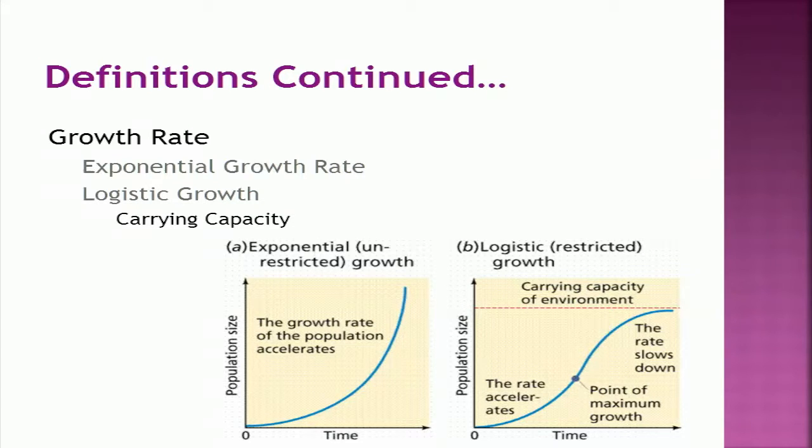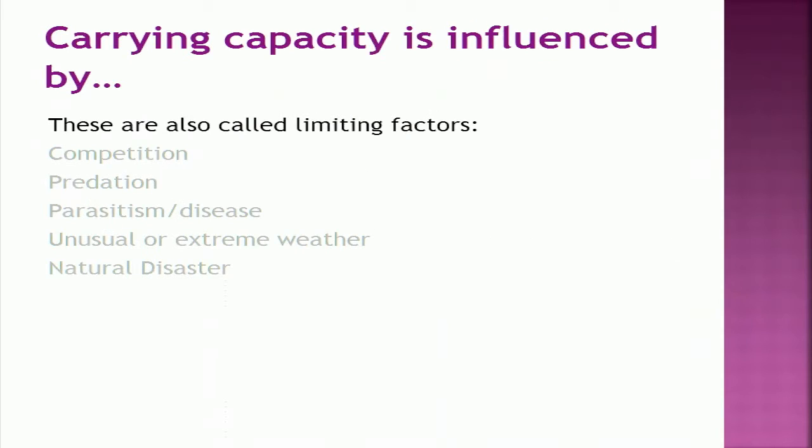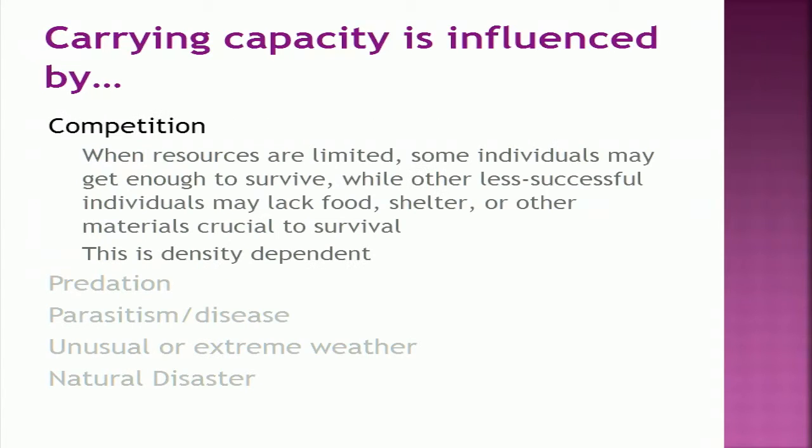If the population grows above the carrying capacity, there won't be enough for everyone, so some individuals will die until the population is at or below the carrying capacity. The carrying capacity is influenced by a wide variety of factors. These are also called limiting factors.